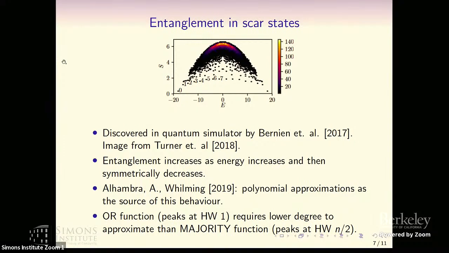if you note that the OR function, which has Hamming weight 1, requires a lower degree to approximate compared to the majority function, which has Hamming weight n over 2, which peaks at a middle point. So this is the same feature that is exhibited here. The entanglement in these states peaks according to the energy of the system, and that's exactly what is reflected in what we will see in the experiments.